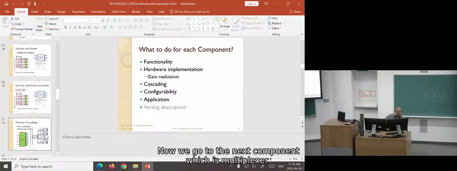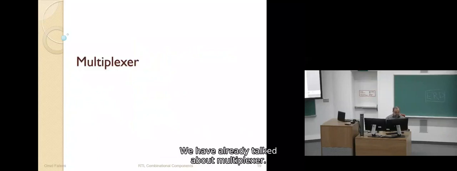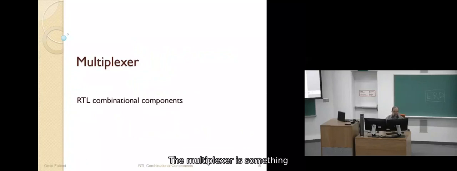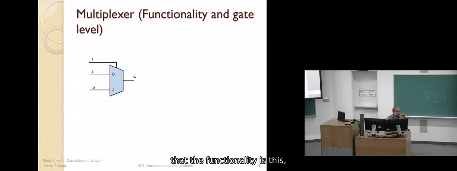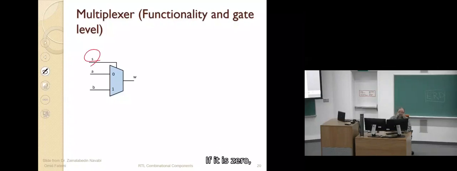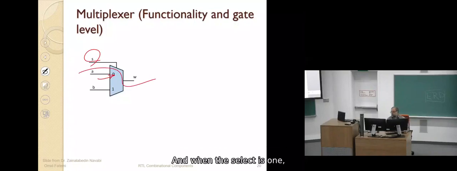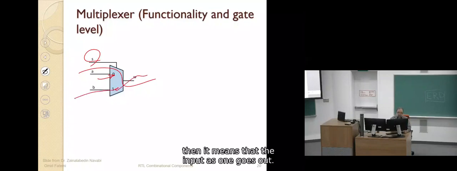The first one was the decoder. Now we go to the next component, which is the multiplexer. We have already talked about the multiplexer. Do you remember that slide? The functionality is this: you have a select, and the select would be either 1 or 0. If it is 0, then the input at 0 goes to the output. And when the select is 1, then the input at 1 goes out.